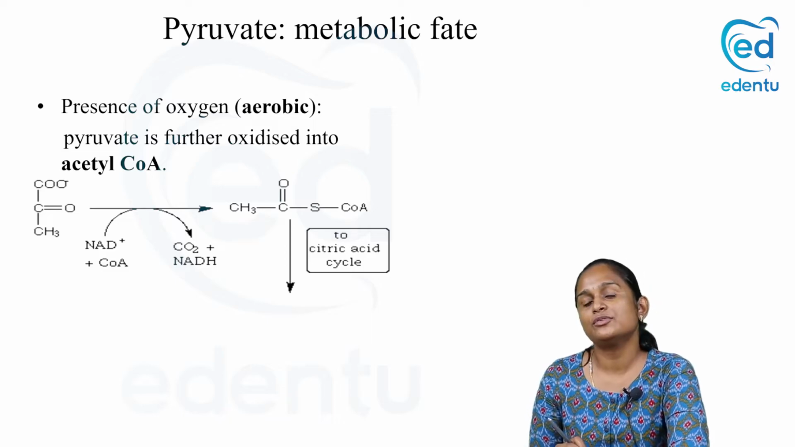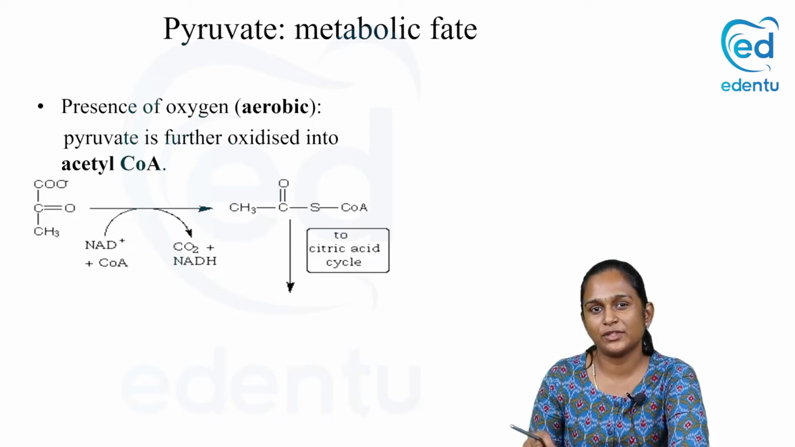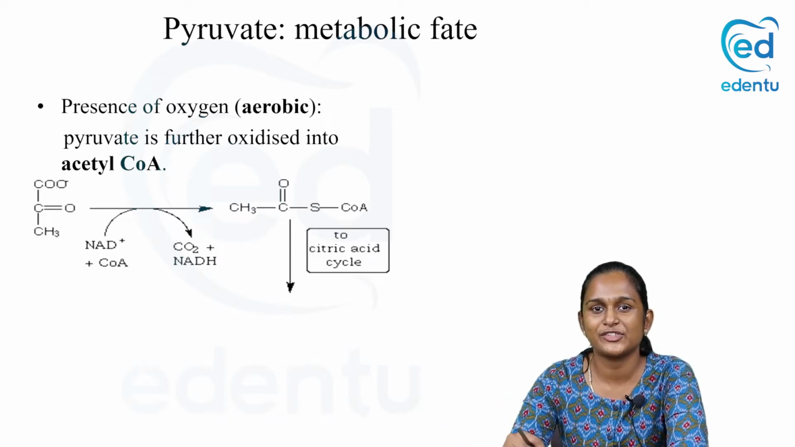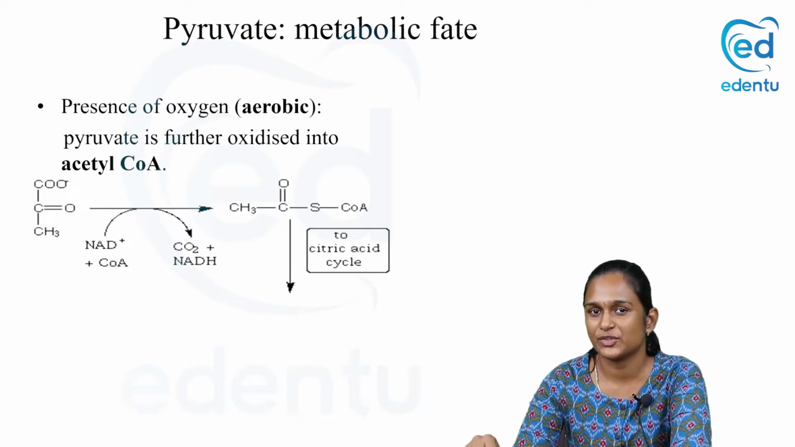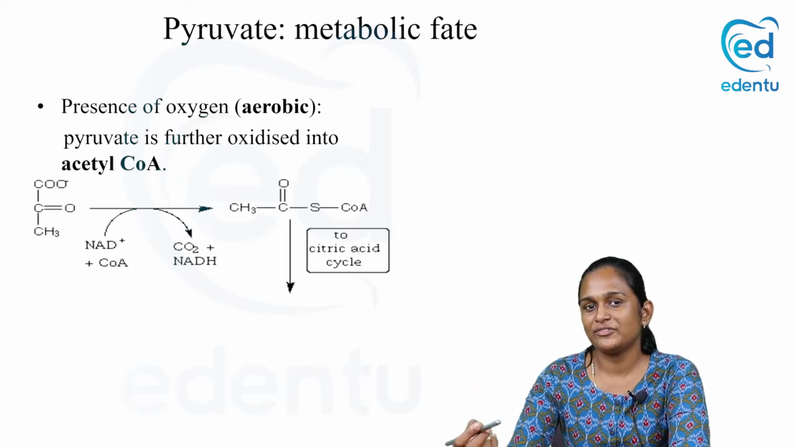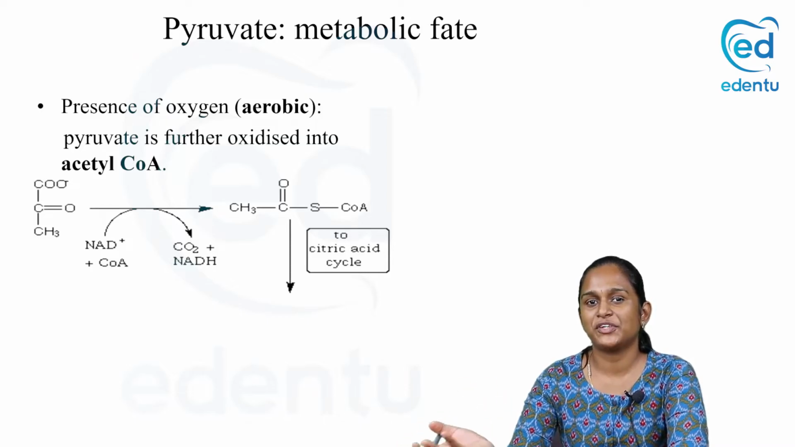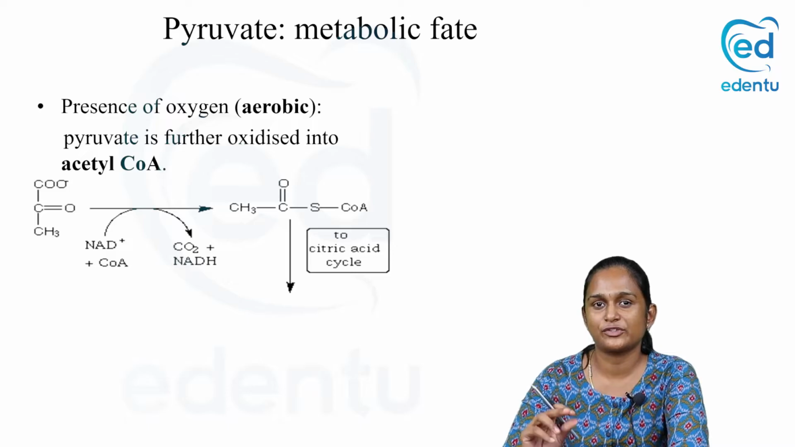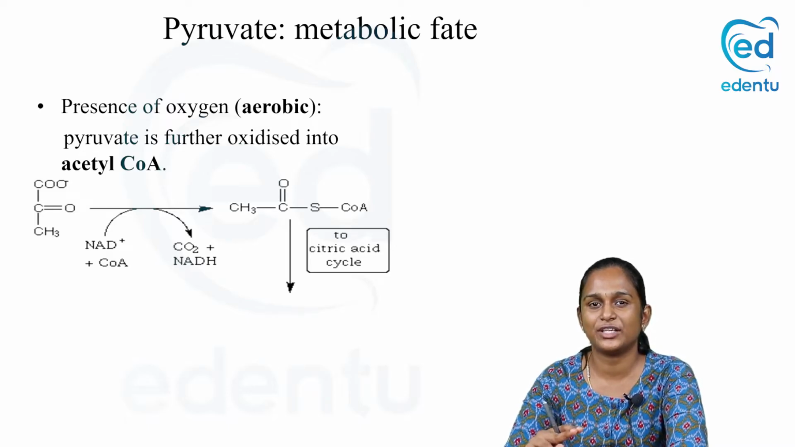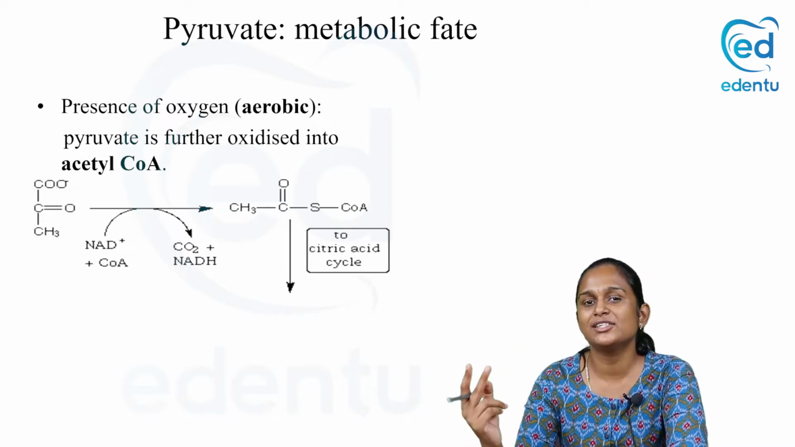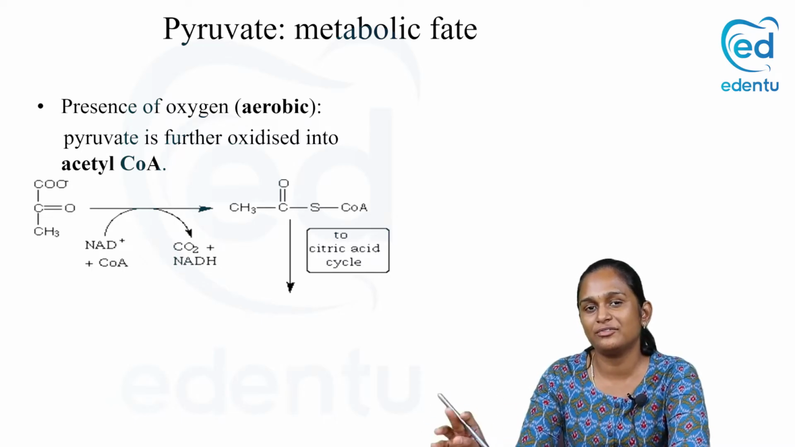So 1 molecule of fructose 1,6-bisphosphate is converted to 1 molecule of glyceraldehyde 3-phosphate and 1 molecule of dihydroxyacetone phosphate. With the help of the enzyme phosphotriose isomerase, the dihydroxyacetone phosphate is converted to glyceraldehyde 3-phosphate. So totally we have 2 glyceraldehyde 3-phosphate. So what we get finally is 2 molecules of pyruvate at the end of glycolysis.